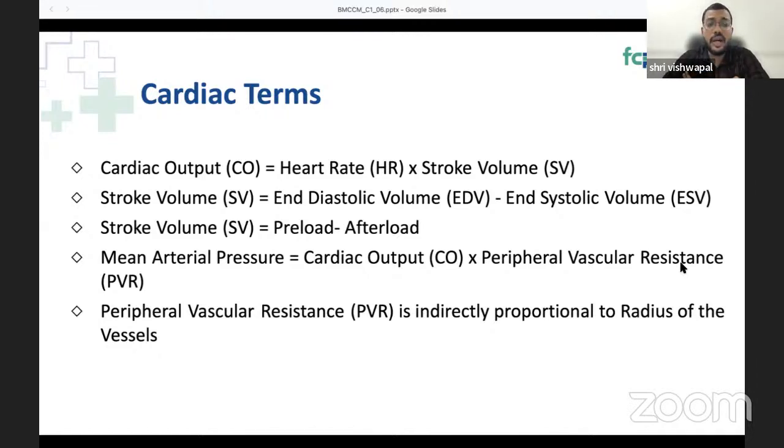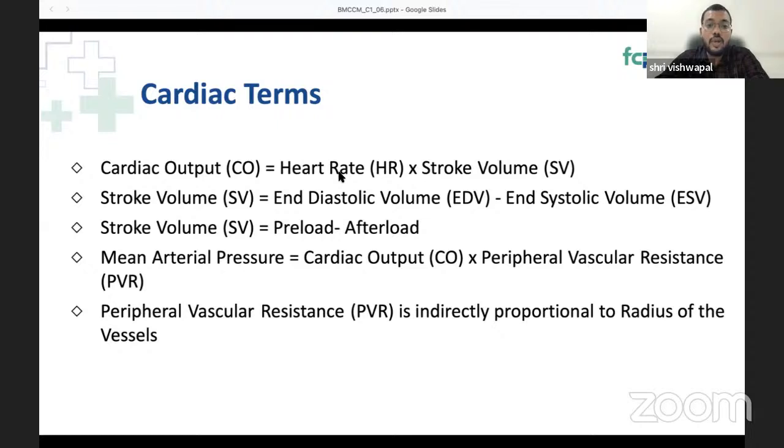The first one is cardiac output. Cardiac output is defined as the multiplication of heart rate and stroke volume. When the heart rate increases, the cardiac output will automatically increase. If the stroke volume increases, the cardiac output will increase.